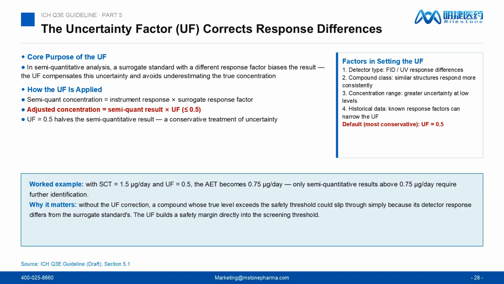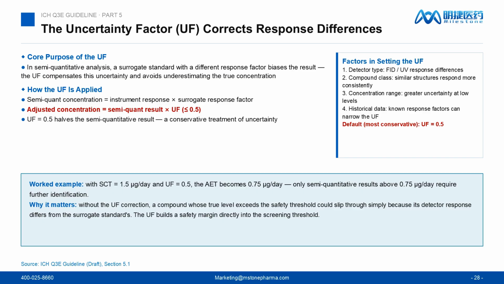The second number in the AET formula is the uncertainty factor, and it exists to fix a dirty secret of analytical chemistry. Semi-quantitation lies to you, systematically. Recall from part 4, in screening, you estimate every unknown peak against a single internal standard. But compounds differ in detector response. If your unknown compound ionizes half as well as the standard, your estimate is half the truth. Without correction, a compound at twice the safety threshold could masquerade as compliant. The UF is the correction.